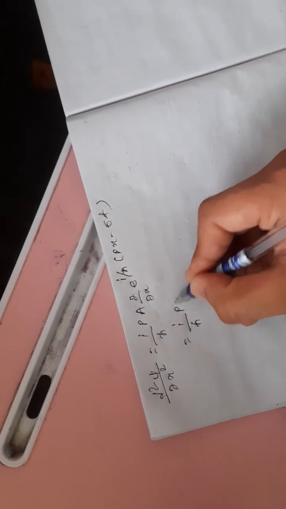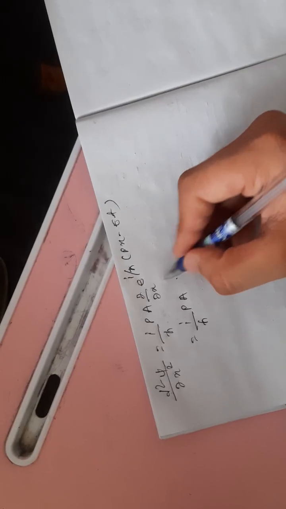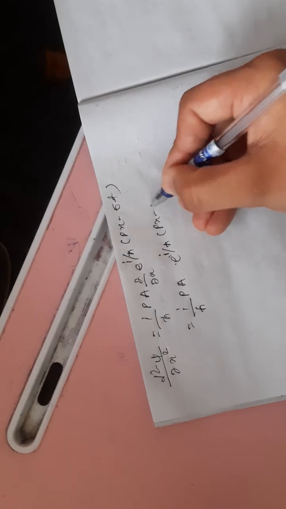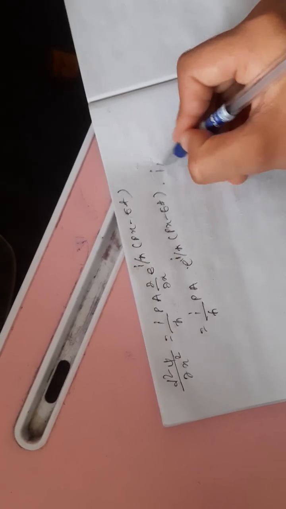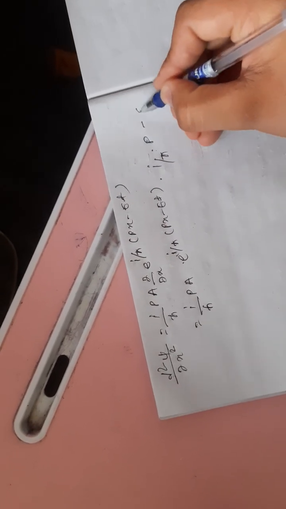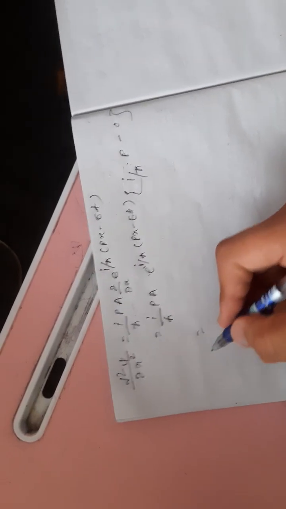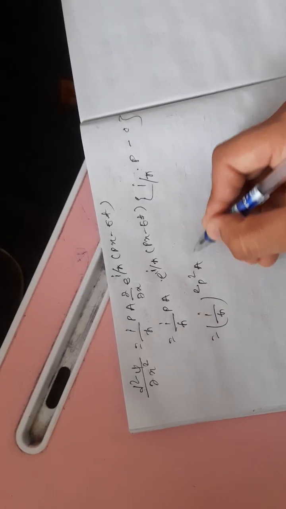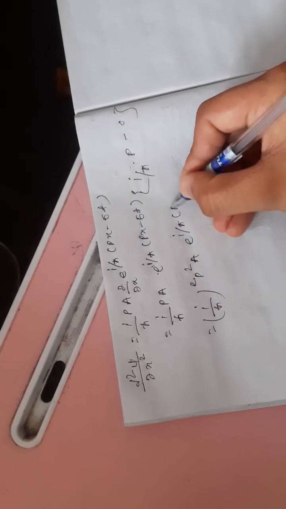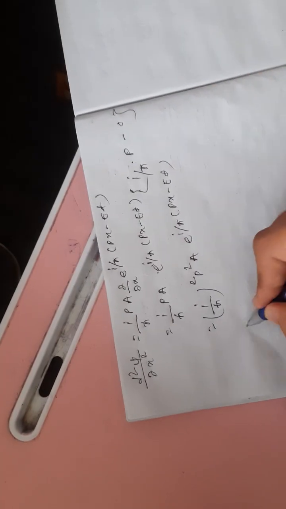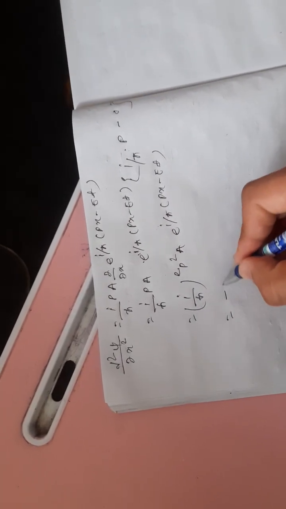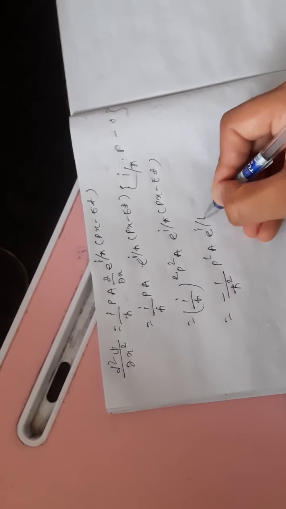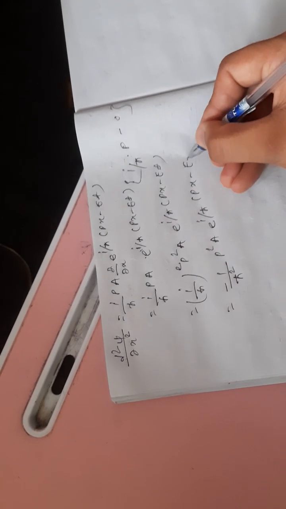(i/ħ)p A times the derivative of this, which is e^((i/ħ)(px − Et)) · (i/ħ)p minus 0. Then (i/ħ)² p² A e^((i/ħ)(px − Et)). That will be equal to minus (1/ħ²) p² A e^((i/ħ)(px − Et)).